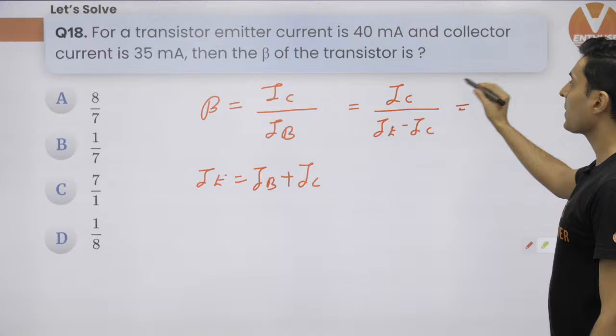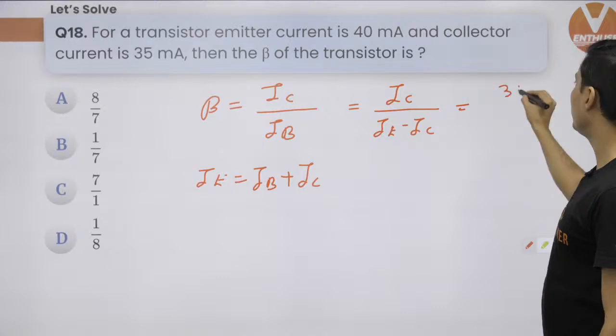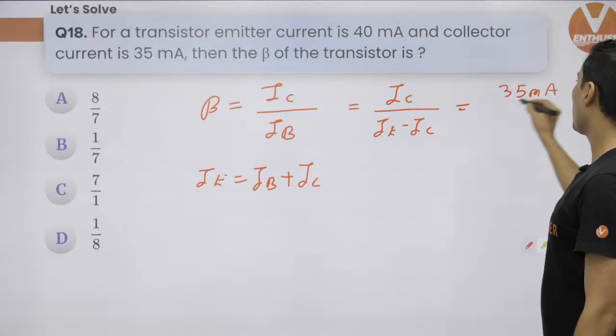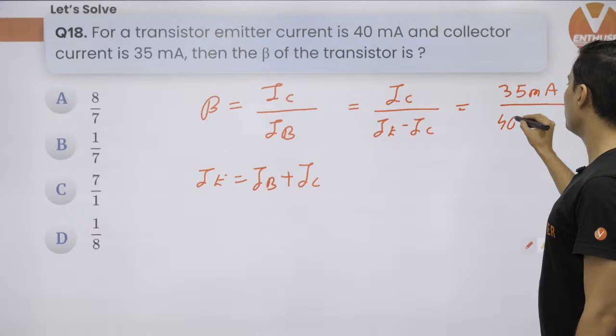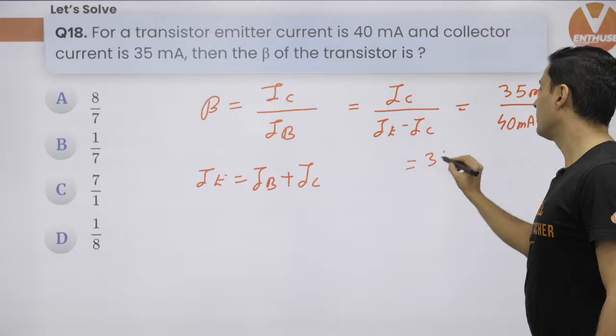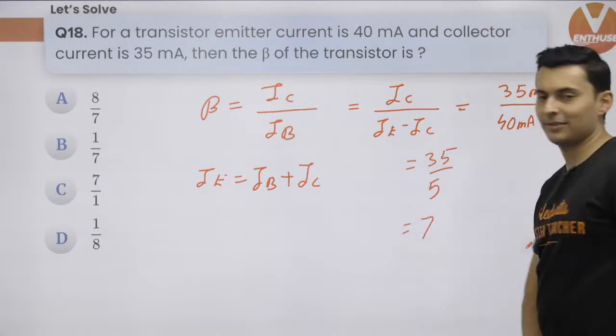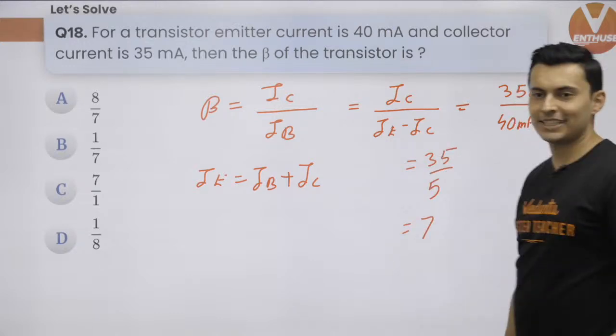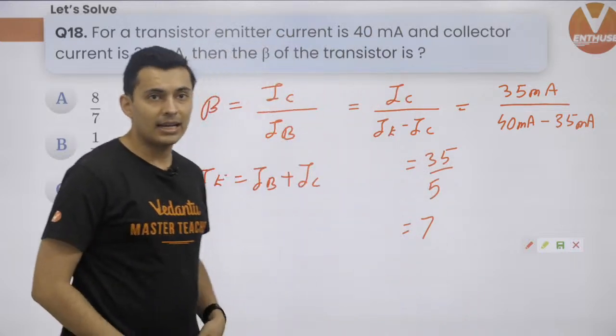Collector current is 35 milliamperes and emitter current is 40 milliamperes, so the base current is 40 minus 35, which is 5 milliamperes. So that will be 35 divided by 5, which is 7. That is it. Yes, correct. This is from semiconductors and transistors.